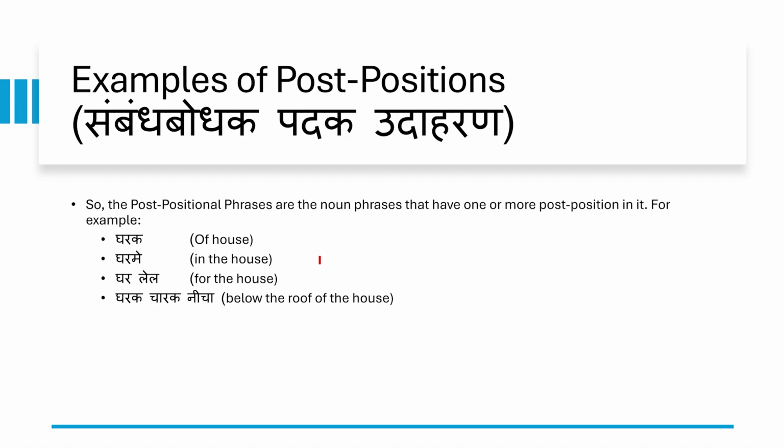Gharak, charak, nicha. So here you see gharak, char. So gharak char is one noun phrase, and then charak nicha is another phrase. So nicha is the postposition. Gharak would mean house, of house, and char means basically the roof. So of the roof. So charak nicha, ka nicha is the postposition, which means below. So it means below the roof of the house.